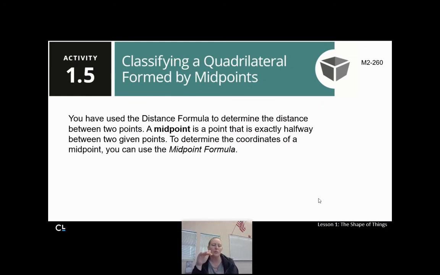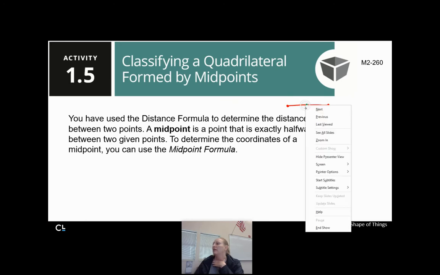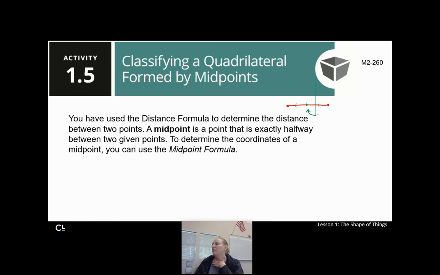You have used the distance formula to determine the distance between 2 points. A midpoint, notice this is bold, this is one of your key terms, is a point that is exactly halfway between the 2 points. So the distance formula tells you how far it is from this point to this point, but the midpoint slices it in half. If this side is congruent to this side, then this point in the middle is our midpoint.